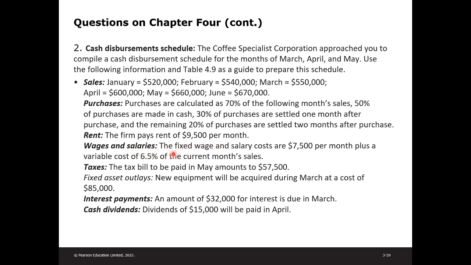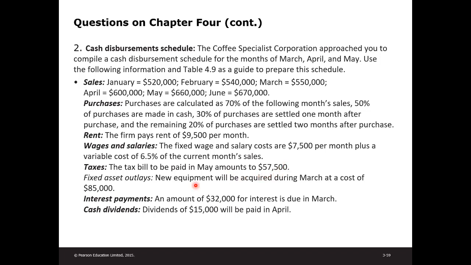Then we have wages and salaries. The fixed wage and salary cost is 7,500 per month plus a variable cost of 6.5% of the current month sales. So, which means that each month the wages and salaries will be 7,500 plus 6.5% of this month's sales. So for example, for January it will be 7,500 plus 6.5% of the January sales, which is $520,000.